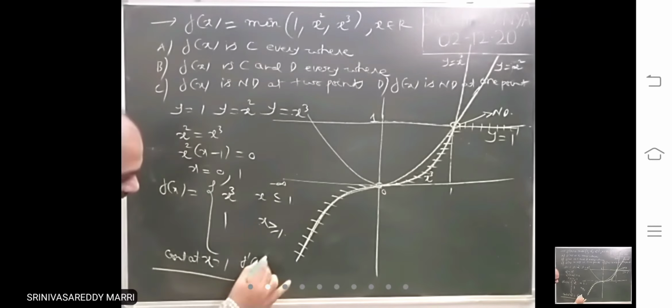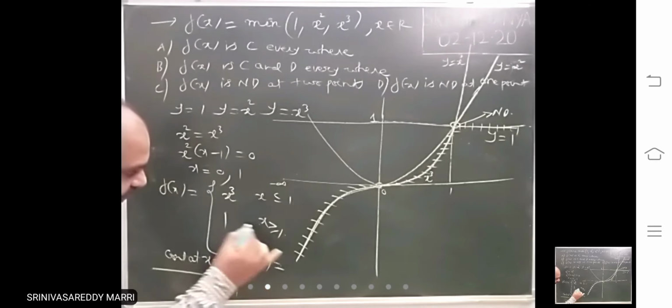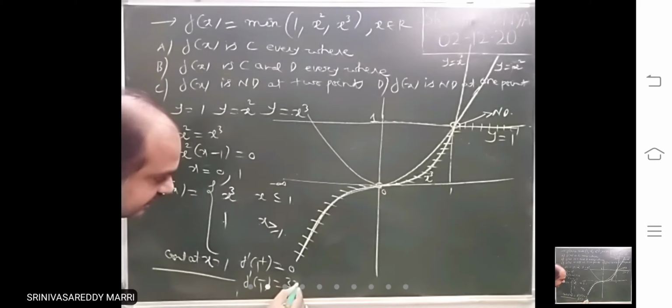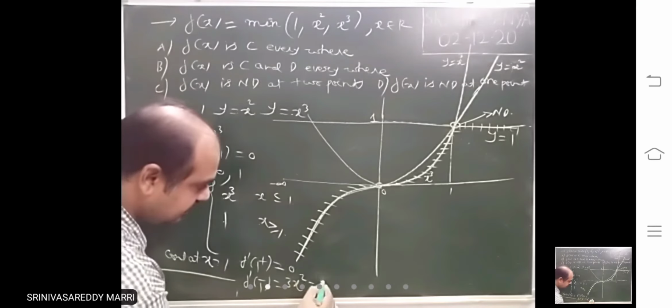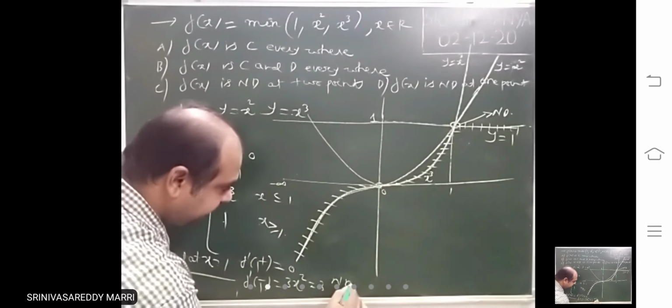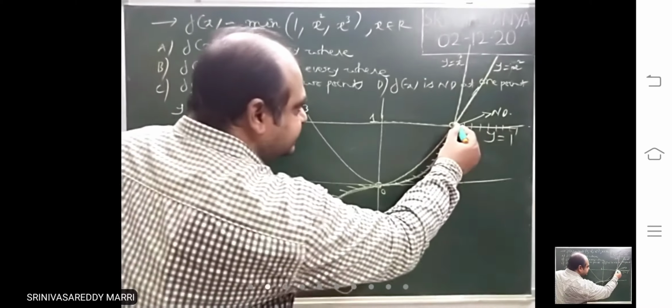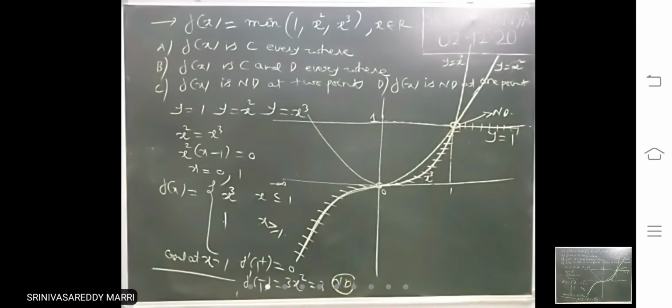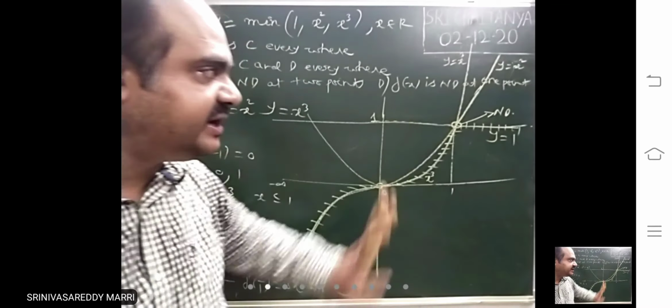Now, f dash 1 plus. 1 plus is what? This is 0. 1 minus is what? This is 3x square. That is 3. Therefore, not differentiable. Here itself you can easily identify. This is the point where f of x changes its rule. That means this is a non-differentiable point.